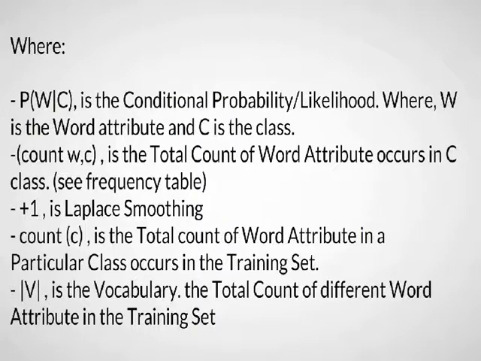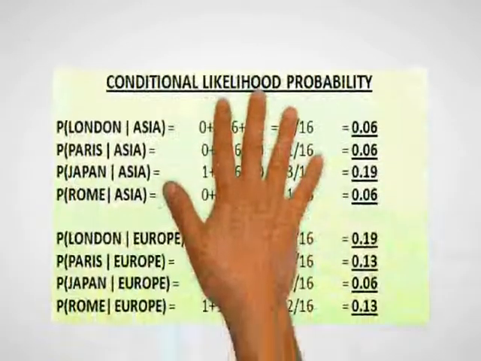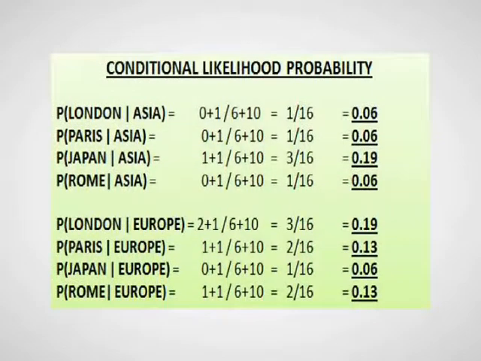Count(W,C) is the total count of the word attribute occurring in class C. See the frequency table. +1 is Laplace smoothing. Count(C) is the total count of word attributes in a particular class in the training set. V is the vocabulary, the total count of different word attributes in the training set.